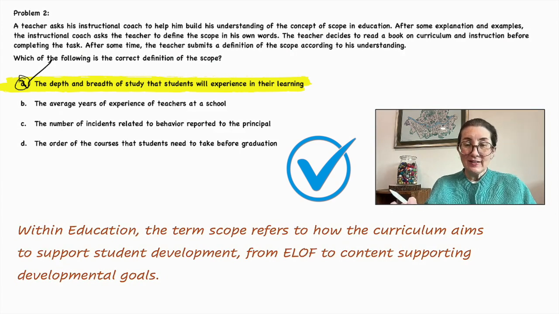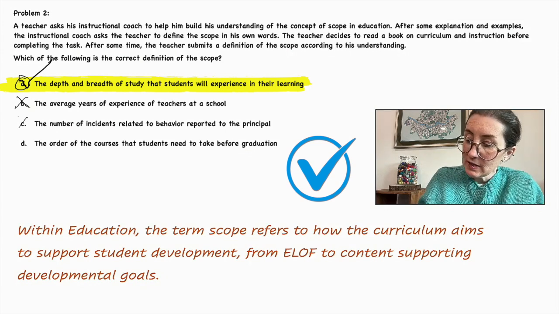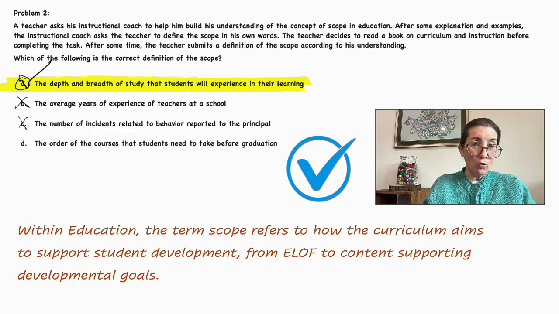So given the definition of scope, the average years of experience of teachers at a school is not related at all, so we can eliminate that. The number of incidents related to behavior reported to the principal, also not relevant. And the order of courses that students need to take before graduation.